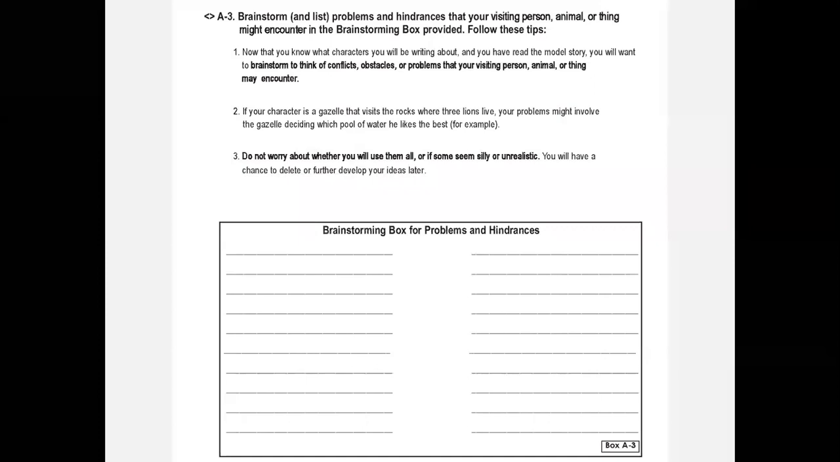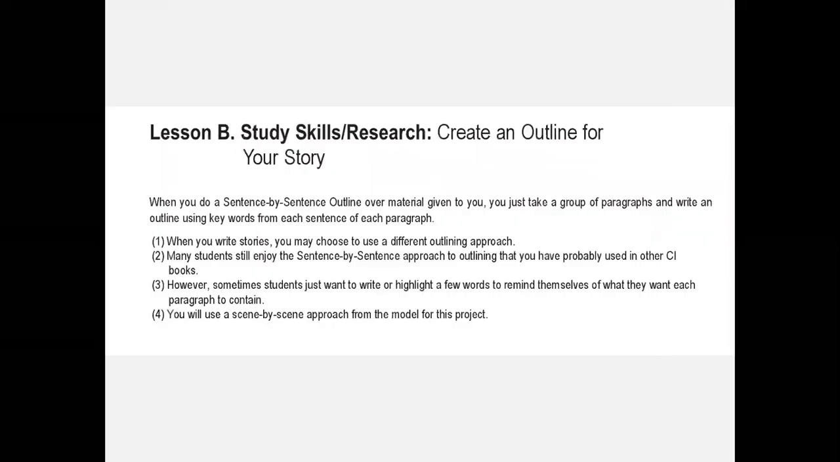So you can see there it says that after you've read the model, you're going to brainstorm conflicts, obstacles, problems, anything that your visiting person, animal, or thing may encounter. It says if your character is a gazelle that visits the rocks where three lions live, your problems might involve the gazelle deciding which pool of water he likes the best, for example, since Goldilocks had to decide which chair, which bed, and which food she liked the most. So I try to get them to brainstorm anything and everything that they can think of.